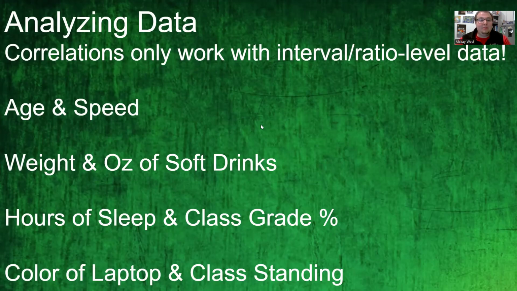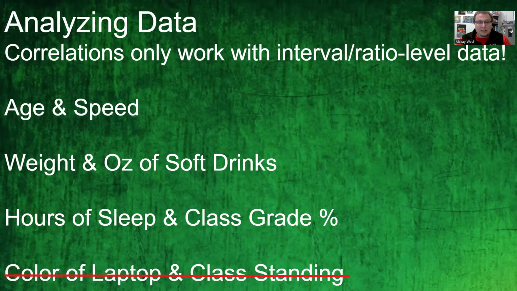Okay, and so some examples of variables you might test if you've collected the data properly would be things like age and how fast you can run, how much soft drinks you drink and how much you weigh, how much sleep you get, and ultimately what kind of class grade percentage that you have. This last one here, color of laptop and class standing, is not something that you could test with correlational research, at least not if you categorized them based on like green, blue, yellow, pink, and class standing of either, I guess you could go tops and bottoms of the class, or freshman, sophomore, senior, junior.